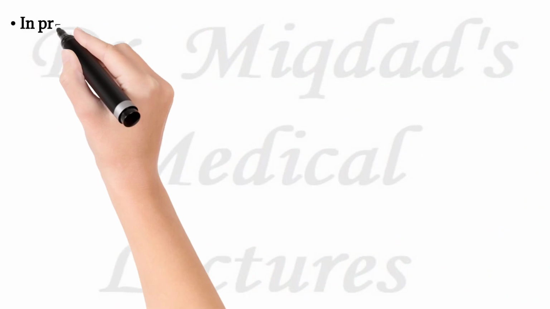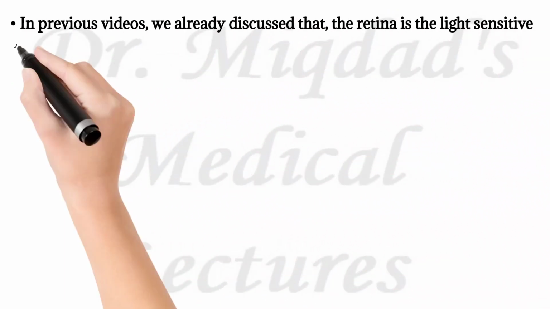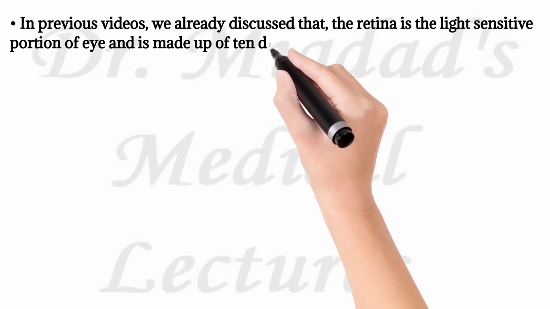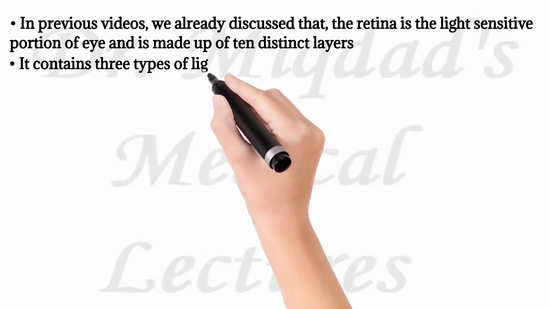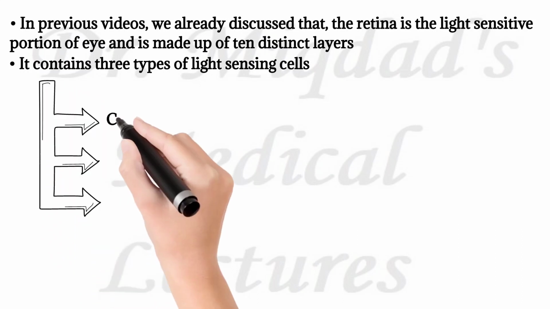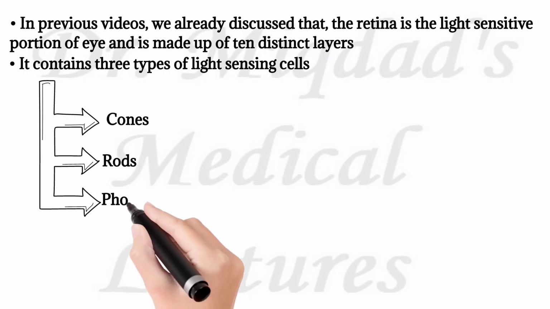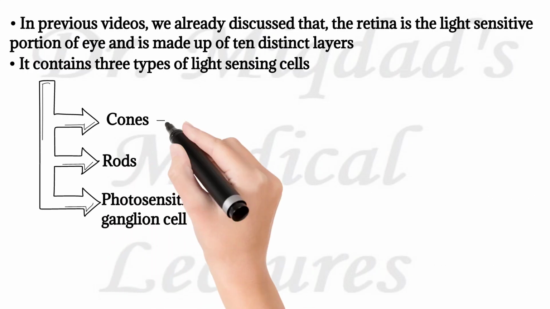In previous video, we already discussed that the retina is the light sensitive portion of eye and is composed of 10 distinct layers. There are 3 different types of light sensing cells which are present in these layers. These are cones, rods and photosensitive ganglion cells.